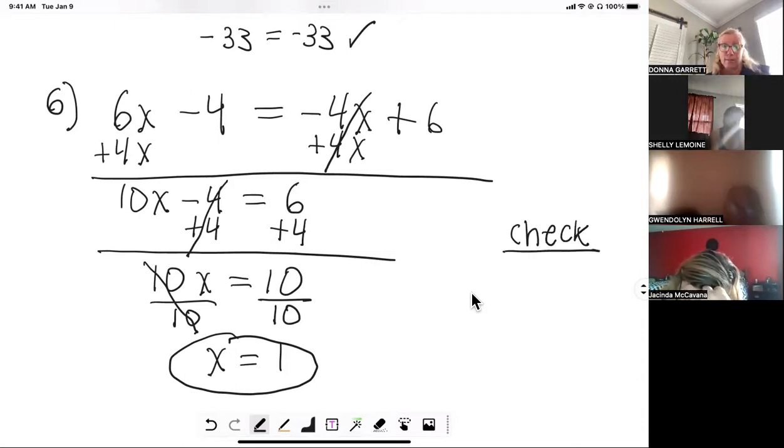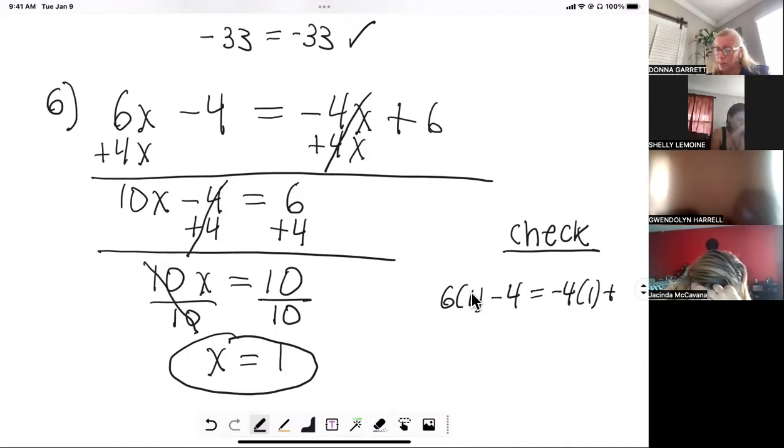But we gotta check. Okay, so let's see. I take the original equation, I'm just going to put 1 in for x. So 6 times 1 minus 4, that's the left side, equals negative 4 times 1 plus 6. That's the right side. So I'm going to do my multiplying first.